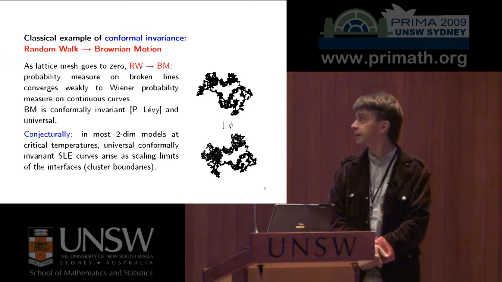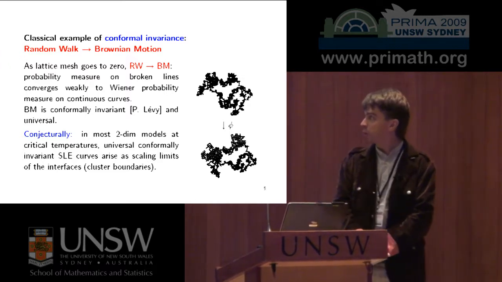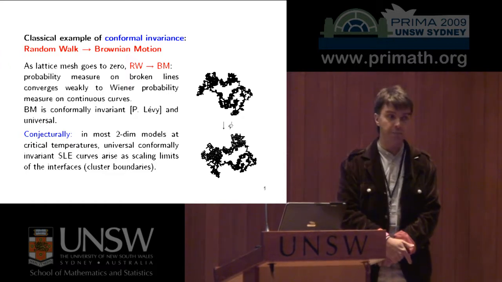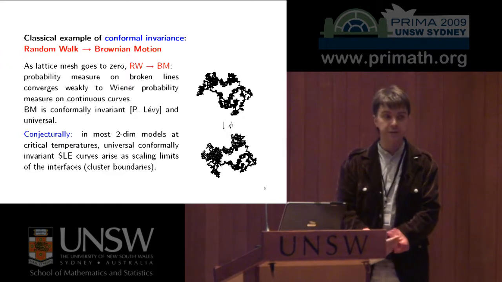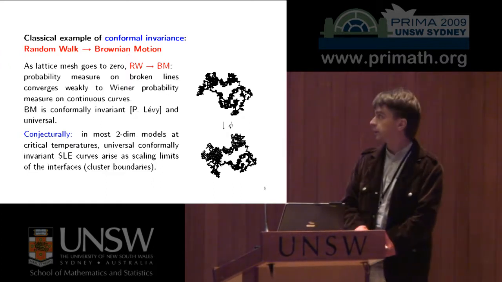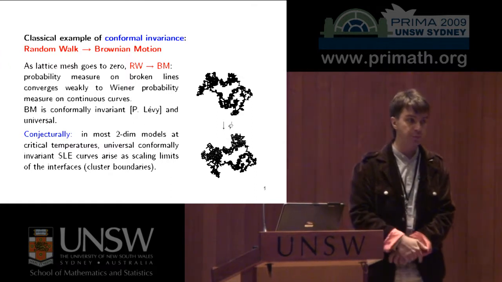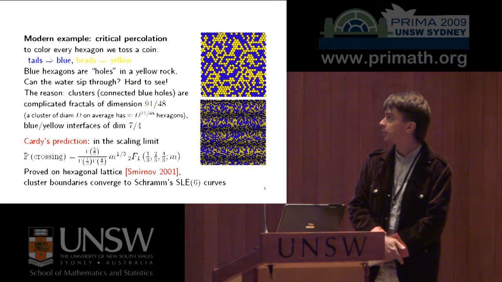So this is a very classical theorem, and we expect that a similar theorem would be true in most two-dimensional models at critical temperatures. Only it will be slightly more difficult, because here there is this Markov property. You just draw a curve without looking at your past. You only take into account where you are. Whereas in most two-dimensional lattice models, you have to look at your neighborhood, so it's a bit more difficult.